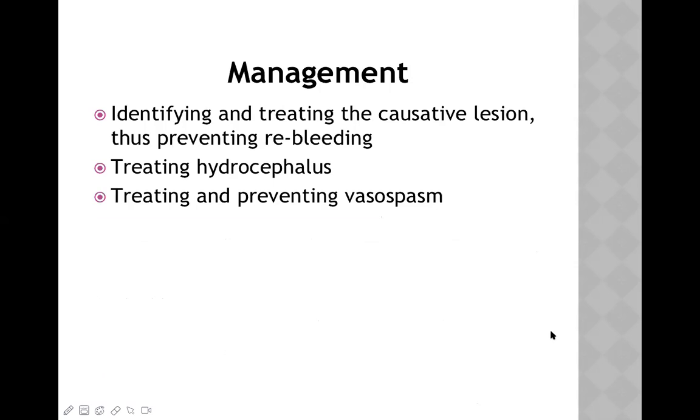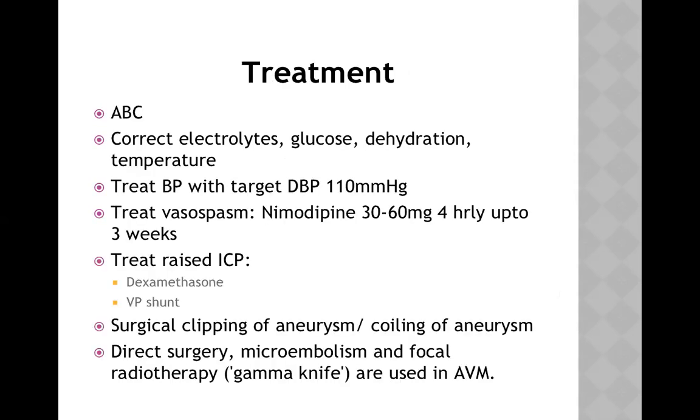Now the last part for today's class and this topic as well, the management. Identify and treat the causative lesion. If berry aneurysm is there, go for clipping of the berry aneurysm, which will prevent rebleeding. Treat hydrocephalus by VP shunt if it has already developed, and treat and prevent vasospasm by a calcium channel blocker like nimodipine. Okay, now see there.